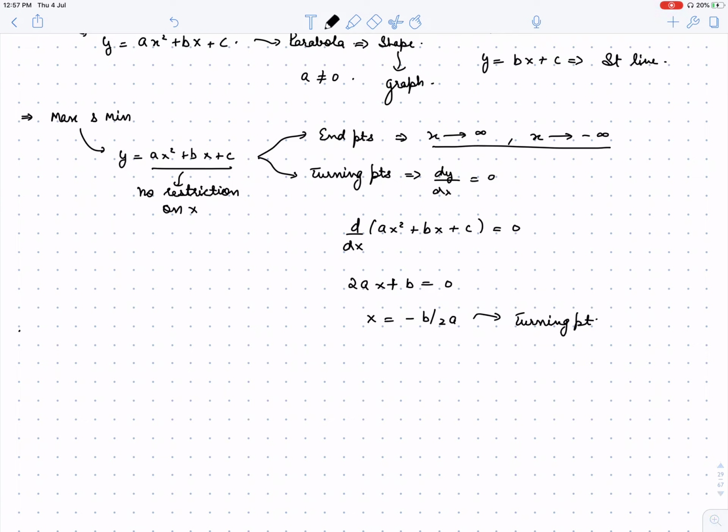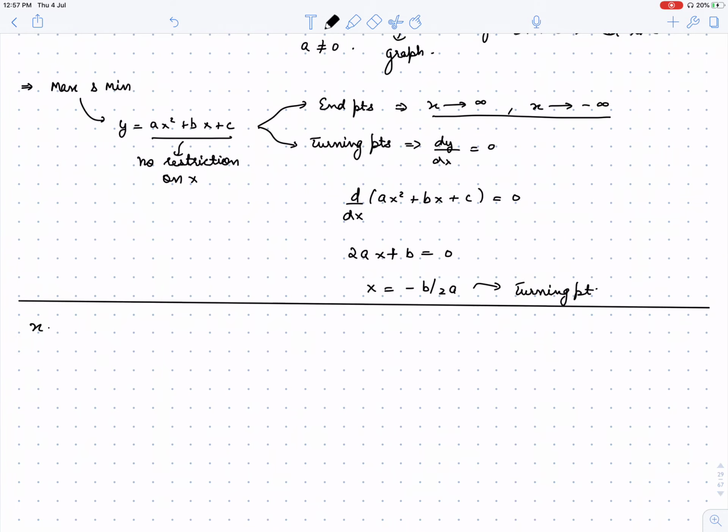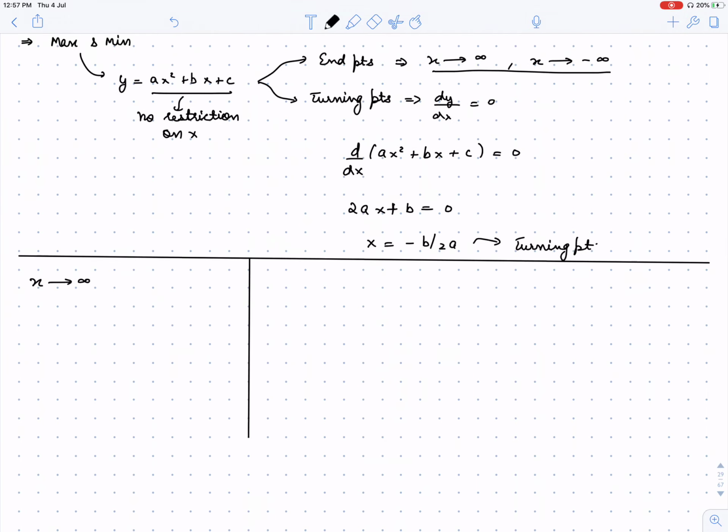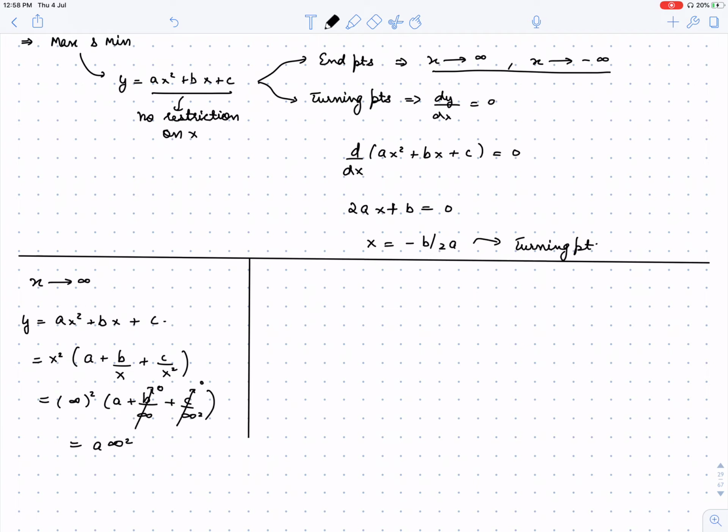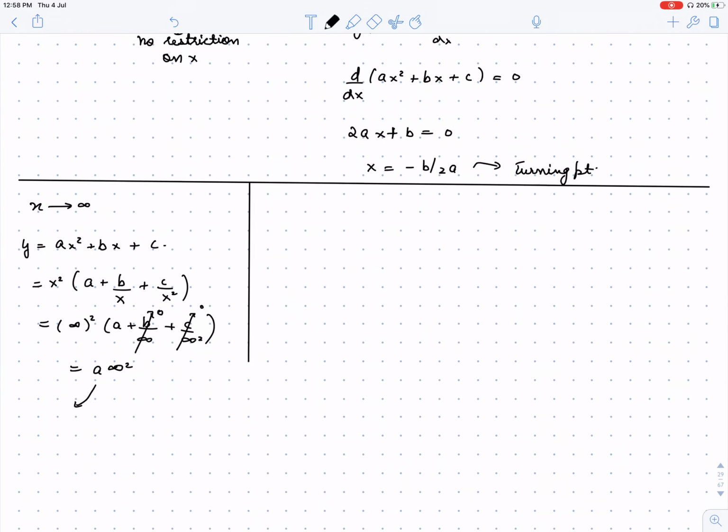Now, let's check the value of y at these points. One is x tending to infinity. If you take x tending to infinity, then y is ax square plus bx plus c. To deal with infinity, always take x square common. We'll have x square times a plus b by x plus c by x square, which makes it infinity square times a plus b by infinity plus c by infinity square. Any number divided by infinity clearly becomes 0.